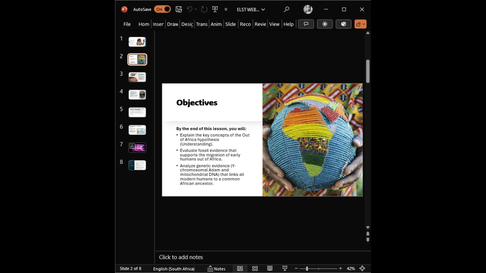These are the objectives for today's lesson. By the end of this lesson, you should be able to explain the out of Africa hypothesis, evaluate fossil evidence that supports early human migration, and lastly, analyze genetic data that links us to our African origins.